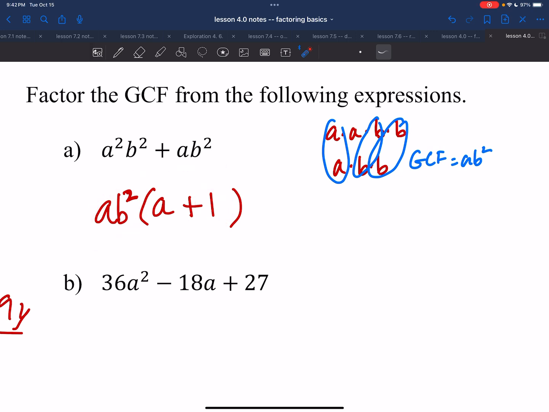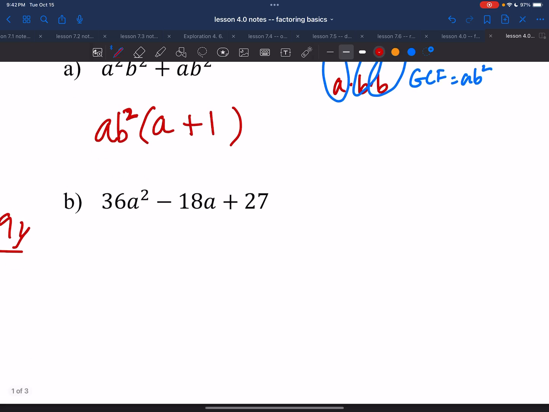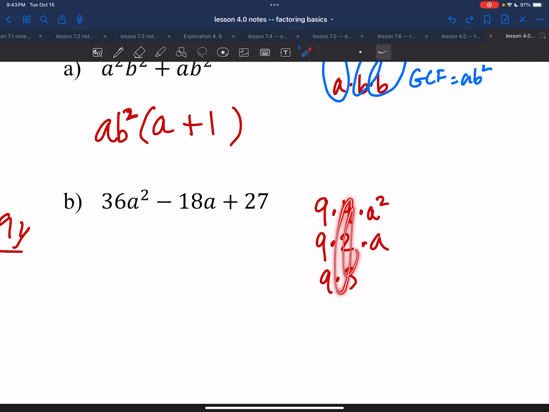And that's it. The other one, if you look at it, right, 36, and I'm not even going to do a prime factorization here. I'm just going to look. 9 times 4 times a squared. And then 9 times 2 times a, and then 9 times 3. And there's no a, right? So this shows you they all share a factor of 9, but 4, 2, and 3 don't share anything in common. I mean, 4 and 2 do, but not with 3, right? So no other stuff there. And then there's a, but then there's no a here. So the only thing they have in common is this 9.